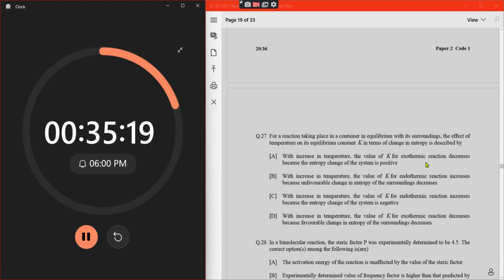ठीक है. With increase in temperature, the value of K for endothermic reaction increases, as unfavorable change in entropy of the surrounding decreases. Yes, I believe in that. और क्या है, with temperature, the value of K for exothermic decreases, ये दोनों same ही है. Okay. Because unfavorable change in entropy of the surrounding decreases.